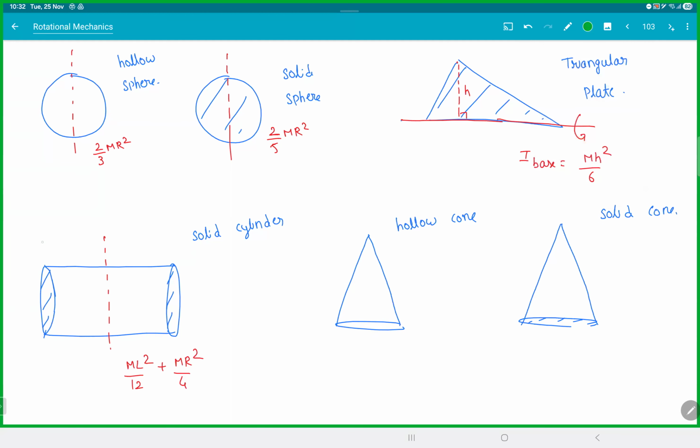If they ask you about the edge now, then it will be ml square by 3 plus mr square by 4. Just like the parallel axis theorem there, you can do that. For a hollow cone, it is mr square by 2. You have to take rings and integrate this. This will be 3 by 10 mr square. That's a solid cone. It doesn't depend on the height.